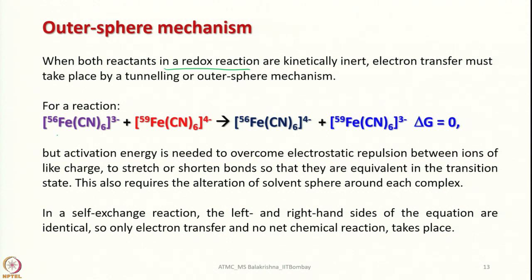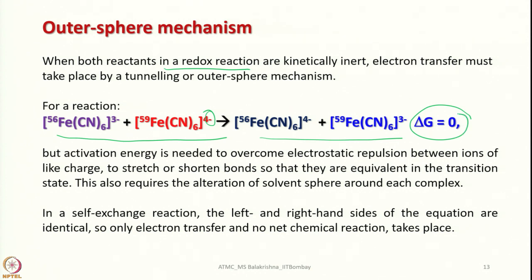Now, if we look into this reaction here, it looks very similar except for the isotopic labeling on iron. This is iron-56, and of course the oxidation states are different: hexacyanoferrate 3 minus with 56 and iron-59 hexacyanoferrate 4 minus. Now, what we get for this one is delta G equals 0.